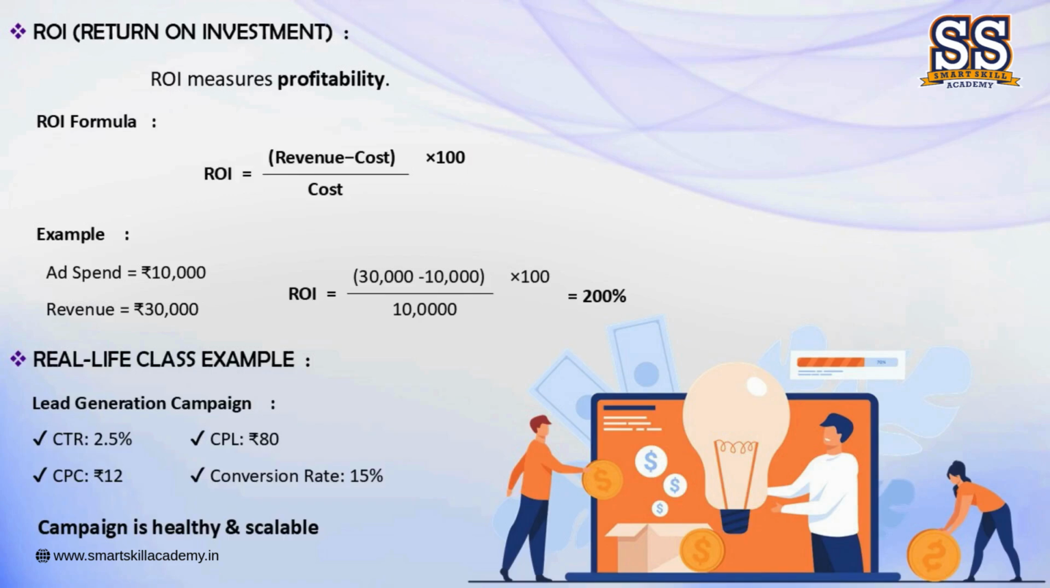Moving on to a real-life lead generation campaign example, we look at indicators beyond just the final profit to determine if a campaign is healthy and scalable. Here, we see a click-through rate of 2.5% and a cost per click of 12 rupees. More importantly, we are looking at a cost per lead of 80 rupees with a solid 15% conversion rate. When your conversion rate is high and your CPL remains manageable relative to your product's value, the campaign is considered healthy.